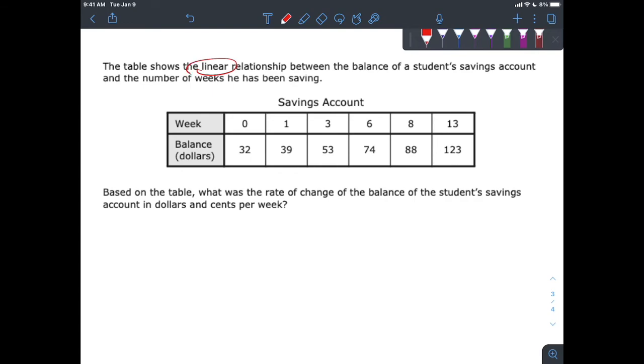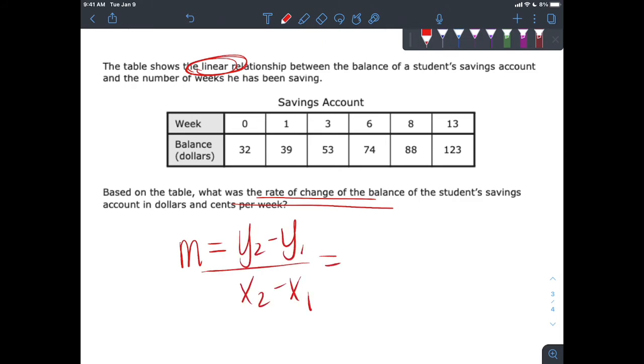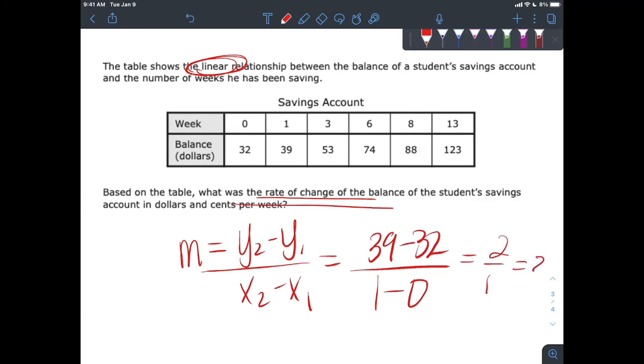So here they're talking about a linear relationship, and they want to know the rate of change. Of course, we could totally run a linear regression and get this answer, but if we wanted to calculate it manually, we can as well. The rate of change is 2. Next one.